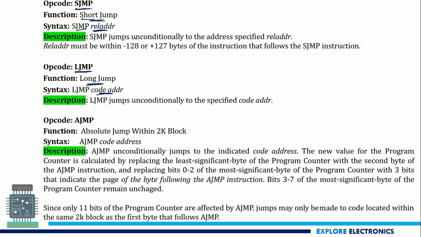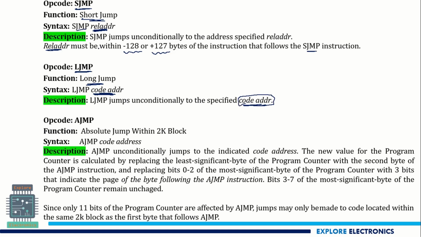SJMP jumps unconditionally to the address specified. This address can be anything, but it should be within -128 to +127 bytes of the instruction that follows the SJMP instruction. LJMP is a long jump, which means here we are going to specify some code address. This jumps unconditionally to the specific code address that we give.